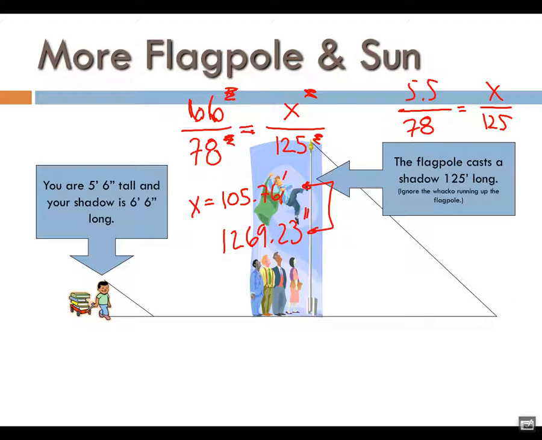Your shadow, you could flip it over: 78 over 66 is equal to 125 over x. You could also do height over height equals shadow over shadow. That gives you the same answer.